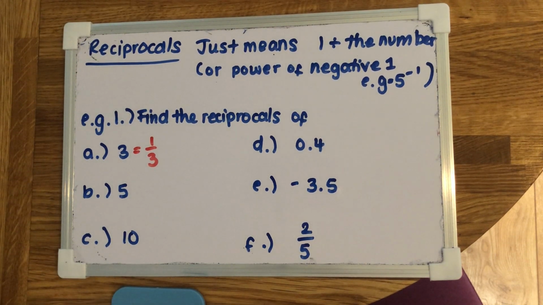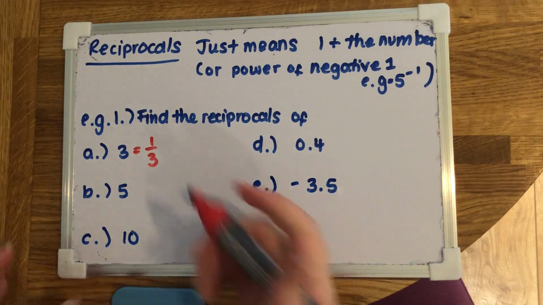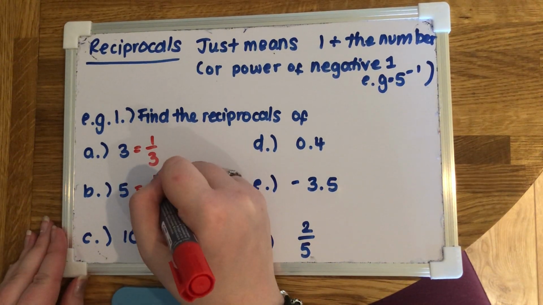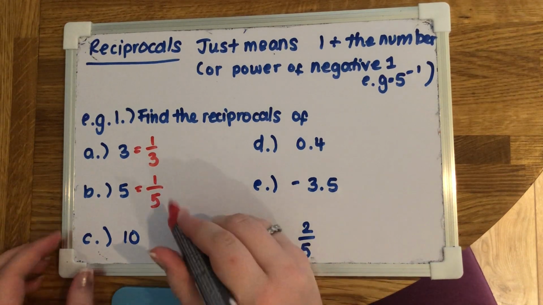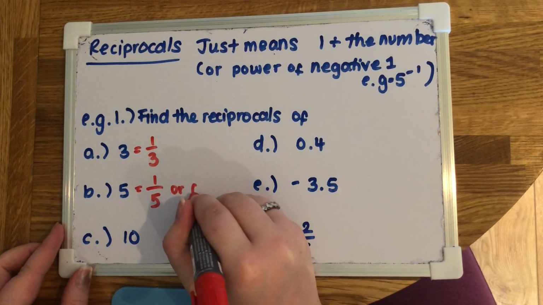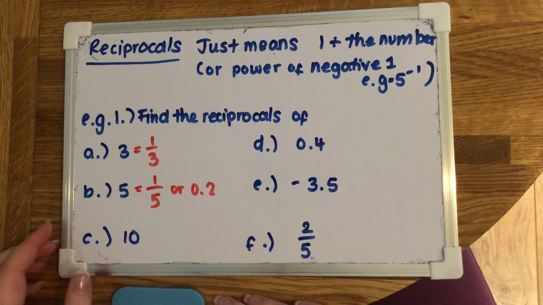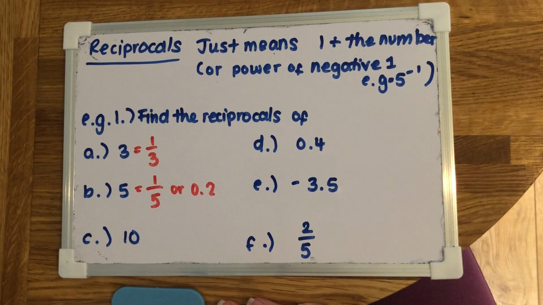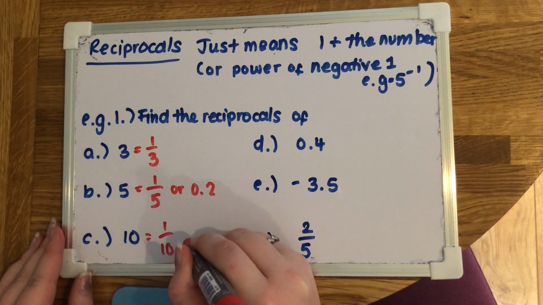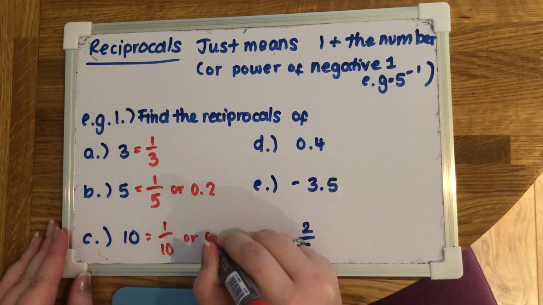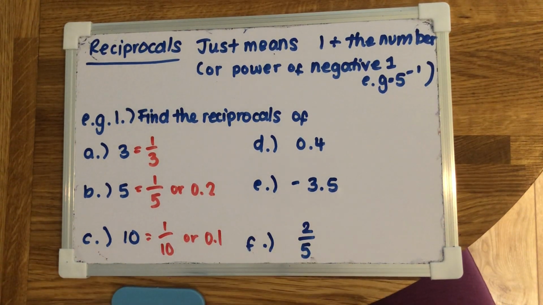So, okay, next one, same idea. We do 1 divided by the number. So it's going to be 1/5. Okay, this one is actually okay as a decimal, 0.2. Okay, next one, again, same thing, 1 divided by our answer. So it'd be 1/10. Or you could have written 0.1.